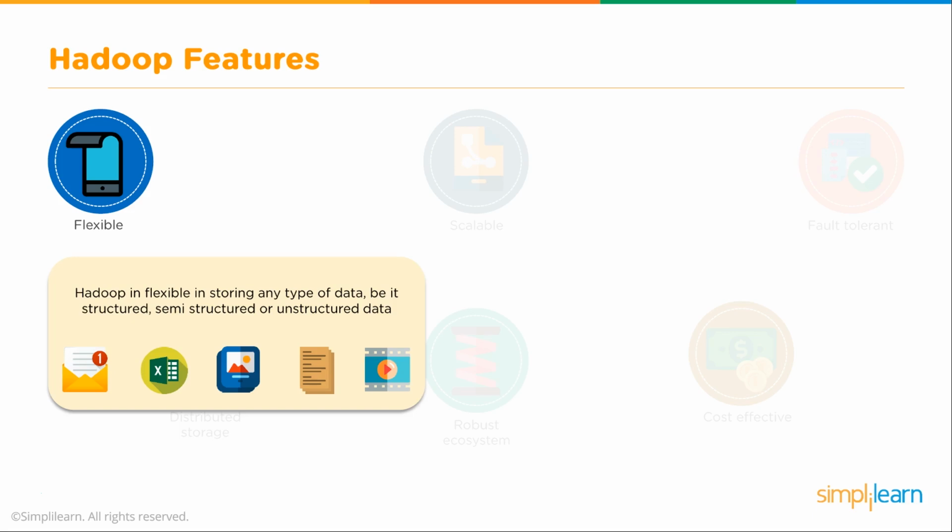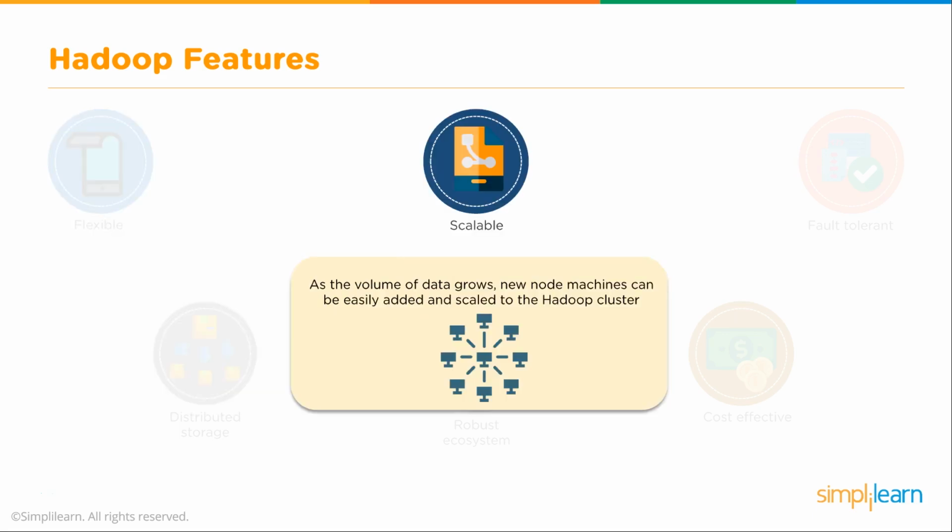You can see we have an Excel document here. Think of that as representing a basic Excel. It could also represent an actual MySQL server pool or SQL server pool. And so when we talk about scalability, I talked a little bit about scalability. As the volume of data grows, new node machines can be easily added and scaled to the Hadoop cluster.